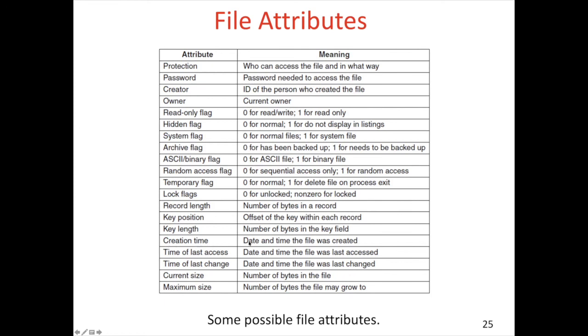Creation time, the date and time the file was created. Time of last access, the date and time the file was last accessed. Time of last change, the date and time the file was last changed. Current size, number of bytes in the file. Maximum size, the number of bytes the file may grow to.